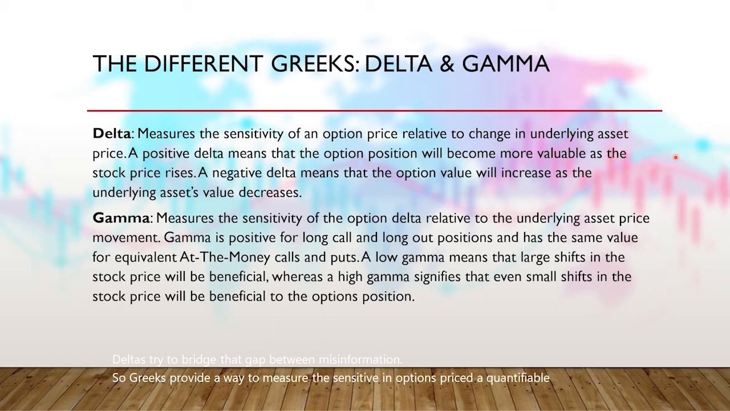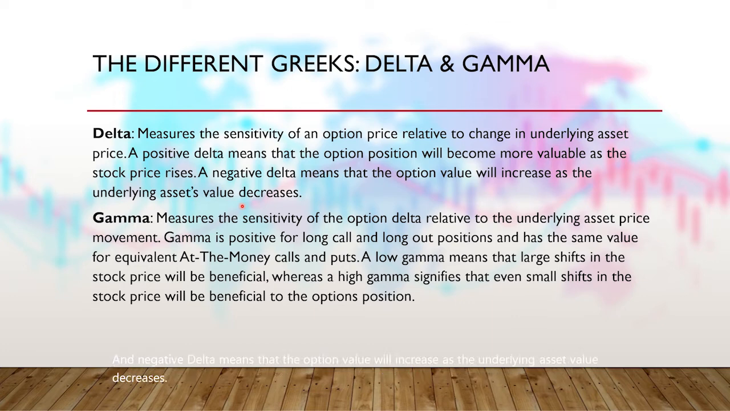Delta measures the sensitivity of the option's price relative to change in the underlying asset price. A positive delta means that an option position will become more valuable as the stock price rises. A negative delta means that the option value will increase as the underlying asset value decreases.